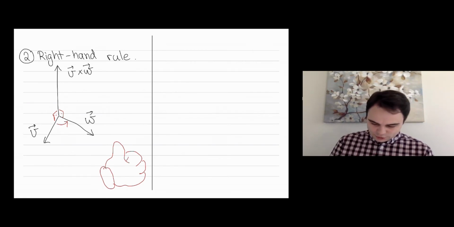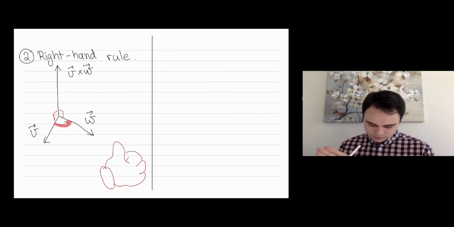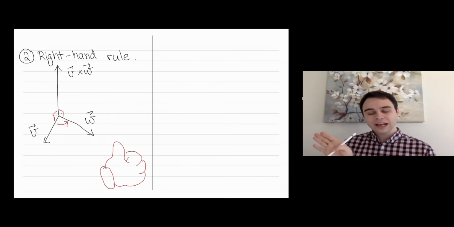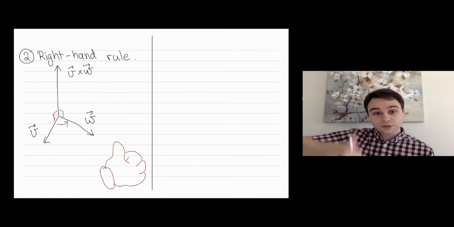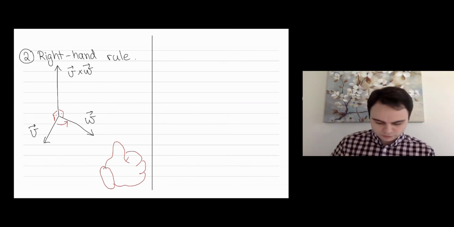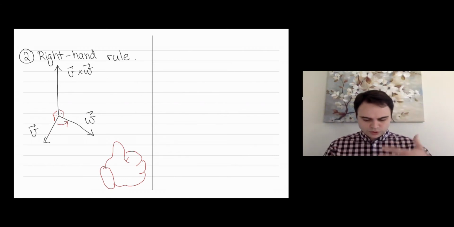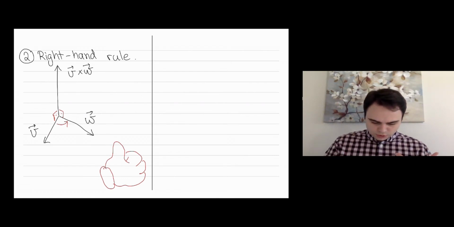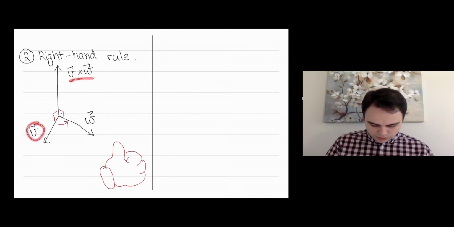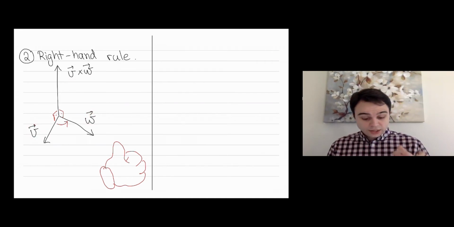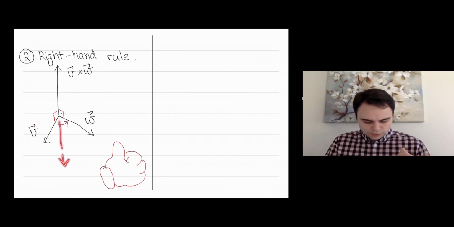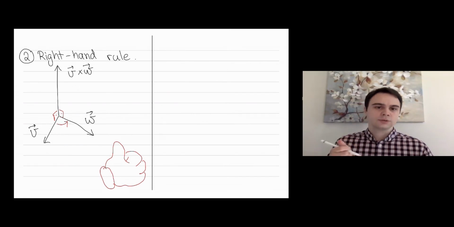So you see, you move your right hand from V towards W. Your four fingers go from V towards W, and then your thumb points in the direction of V cross W. So this tells you which of these two vectors. V cross W is perpendicular to both V and W, and this almost tells you the direction of V cross W, but you get the direction using the right-hand rule.